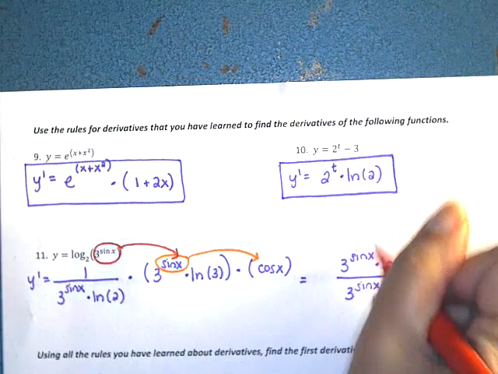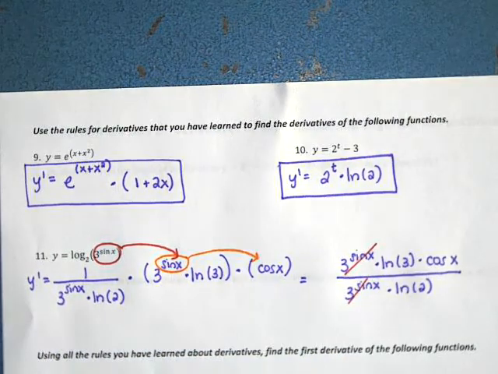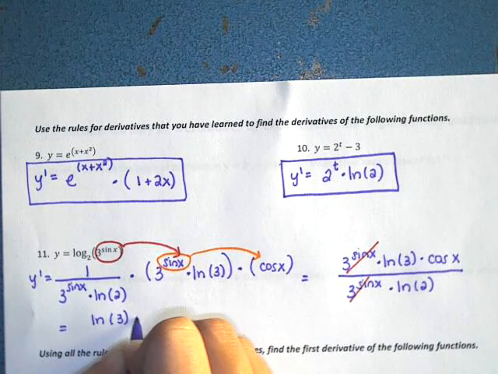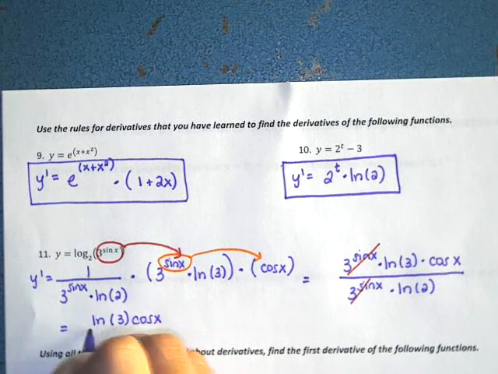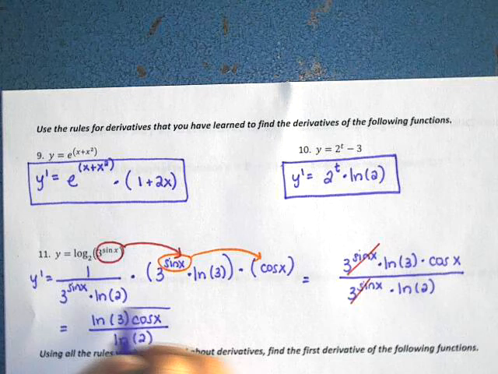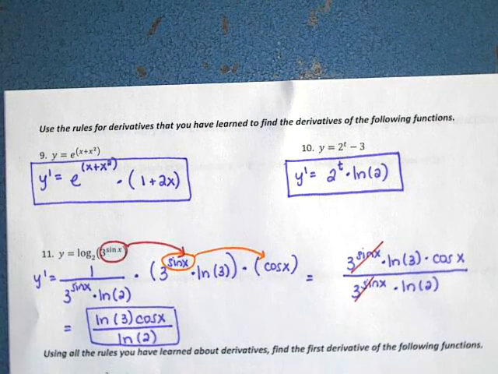Now when I do that, I notice that the 3 to the sine of x parts cancel. So I get the natural log of 3 times cosine of x over the natural log of 2. And that is the answer.